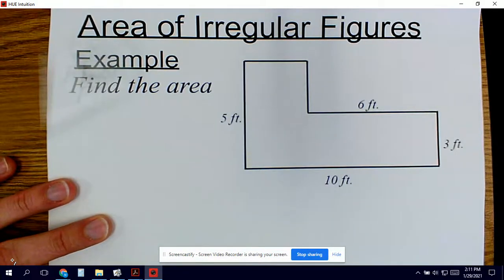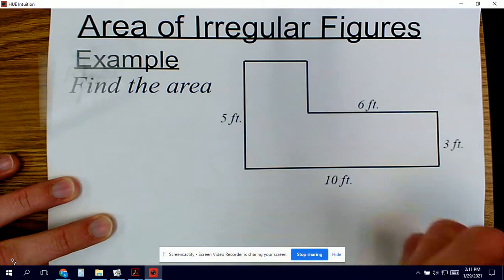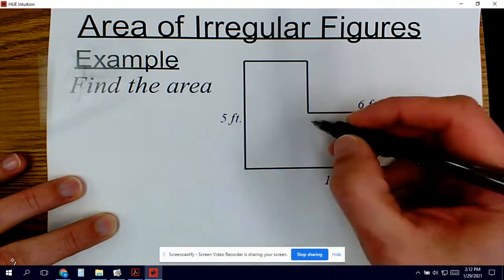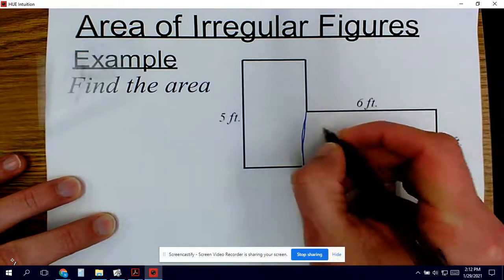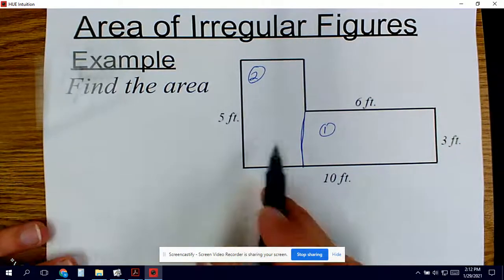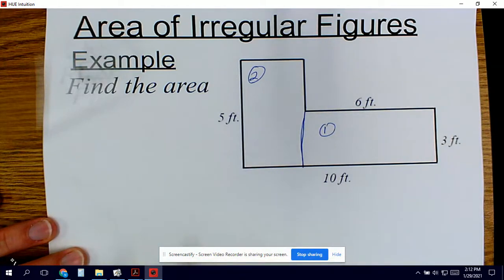And because of that, we don't have a formula that will calculate the area of a shape like this. So our only option is to deconstruct this figure, to break it into pieces that we can actually work with. So we want to look for a way to cut this shape into pieces that we can work with, to turn it into polygons that we do have a formula for. So probably the easiest way is to right here cut this shape into two different pieces. 1, 2. So if I cut right here, I create two rectangles that I can find the area of each.